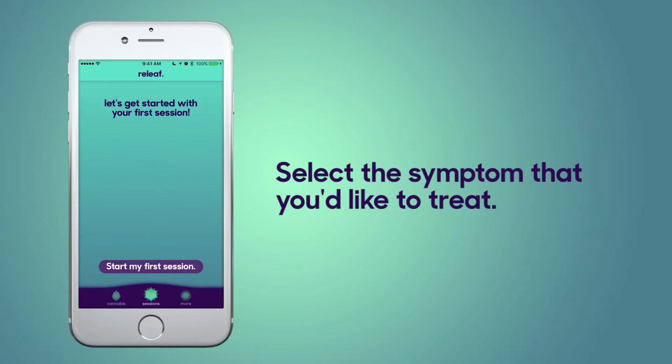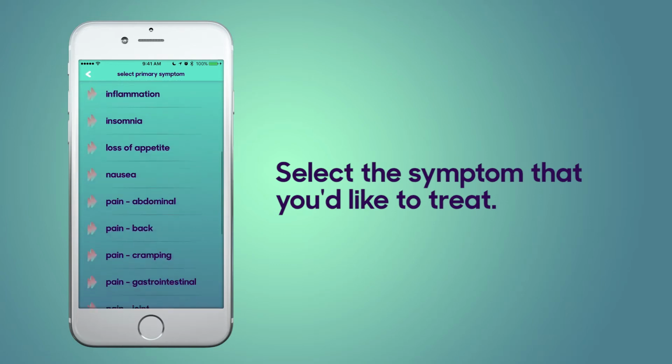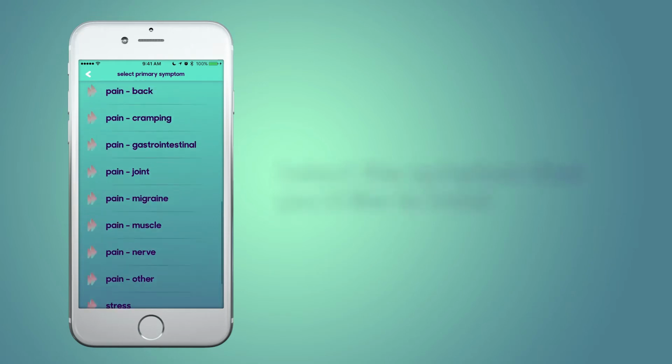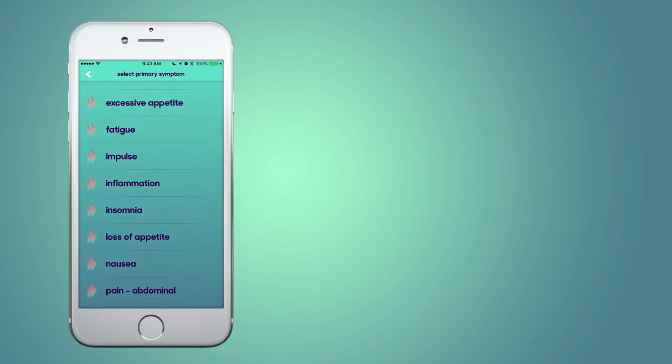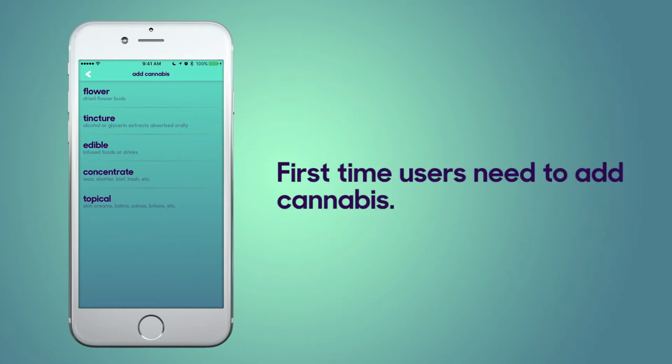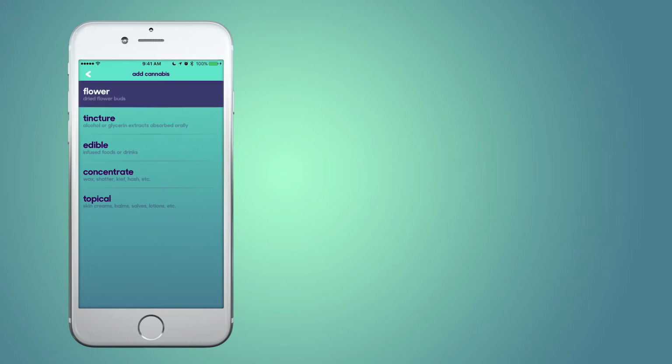First, select the primary symptom you'd like to treat. If you don't see your symptom on the list, you can choose the Something Else option. For our example, let's choose anxiety. If this is your first time with the Releaf app, you'll need to add your cannabis. You can add all sorts of cannabis products like dried flower buds, edibles, tinctures, concentrates, and topical creams and lotions. For our example, let's go with flower.